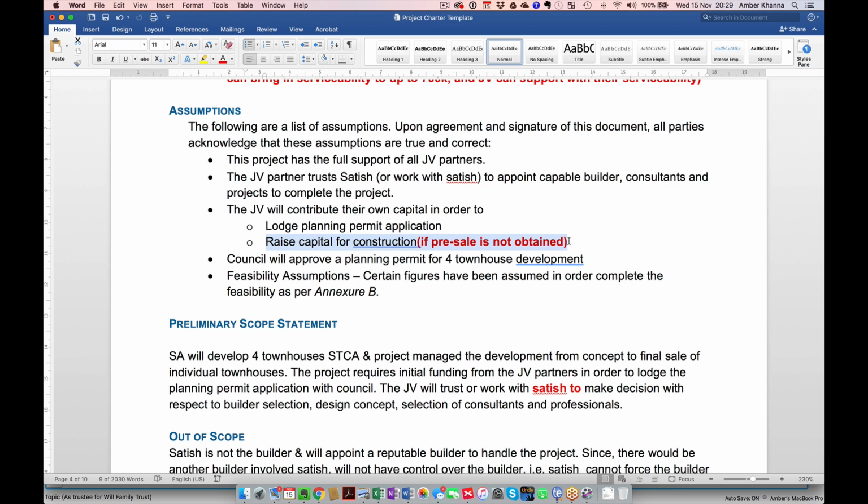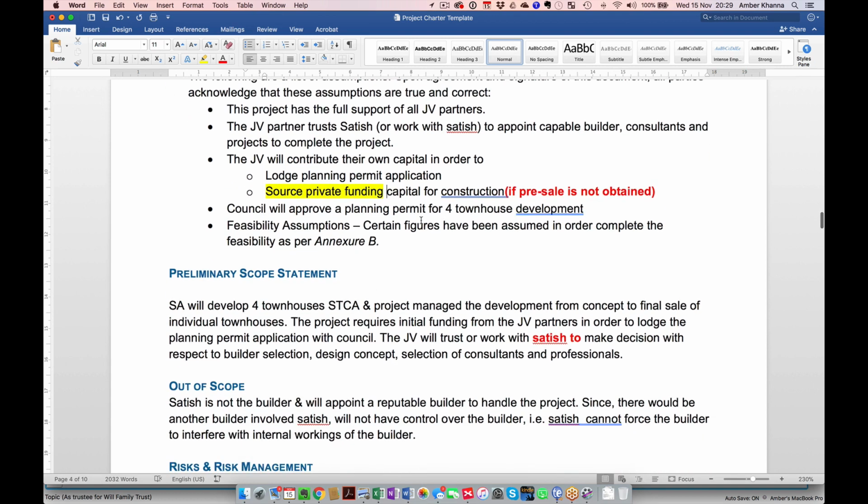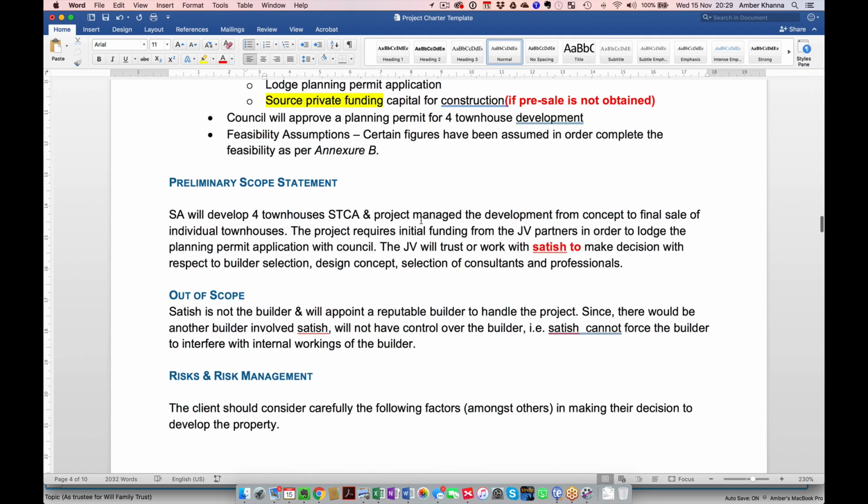See, when you raise capital for construction, it's your project. Well, you can do that, but how are you going to do it? You can't. I think it's more around borrowing for construction. I think raise capital is a mistake. It's a typo. It should be more like source capital fund, private funding for construction, in case you are not able to get finance for that.